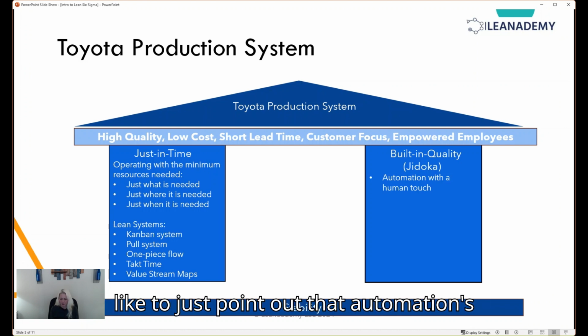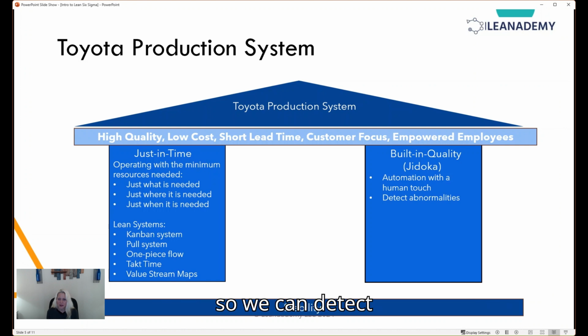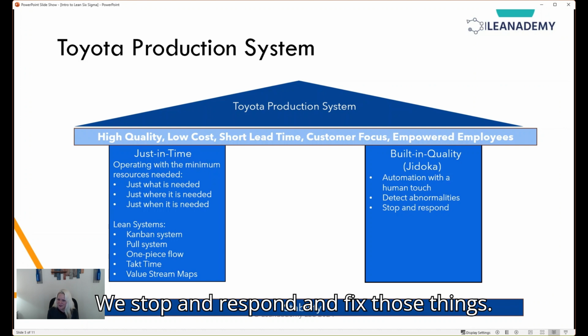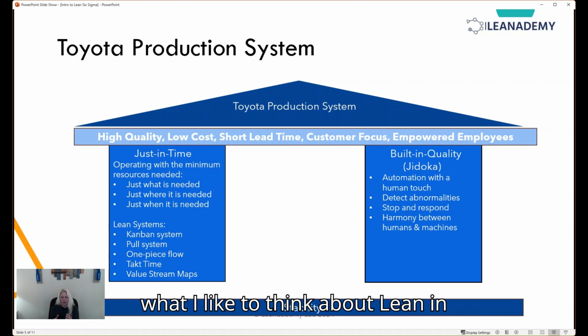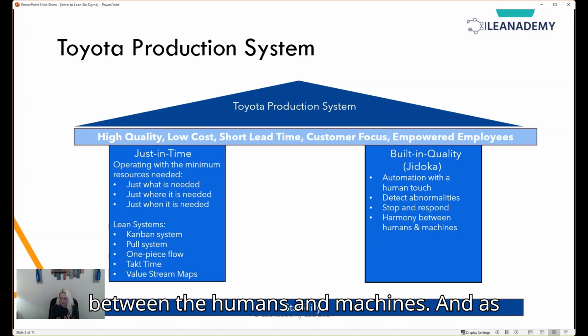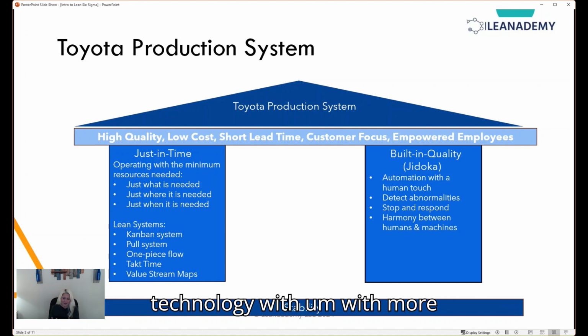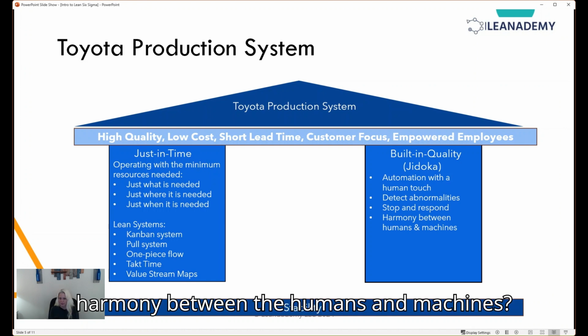I like to just point out that automation's been around for a very long time in different capacities. But with Lean, we like to add that human touch in with it so we can detect abnormalities. We stop and respond and fix those things. And then we have what's even more interesting, what I like to think about Lean in today's system, we have harmony between the humans and machines. And as we start to move into more advanced technology with more advanced automation, intelligent automation, or even with AI, we like to look at how do we create that harmony between the humans and the machines.